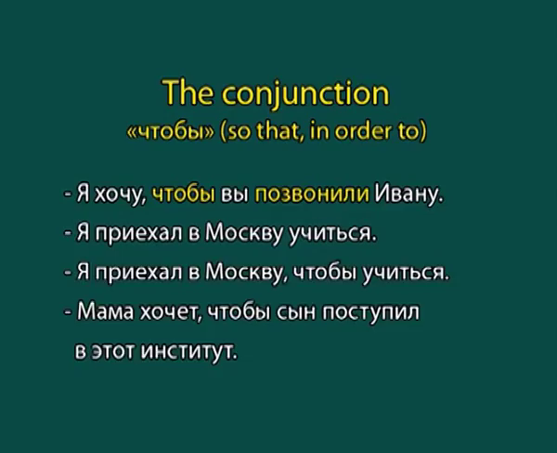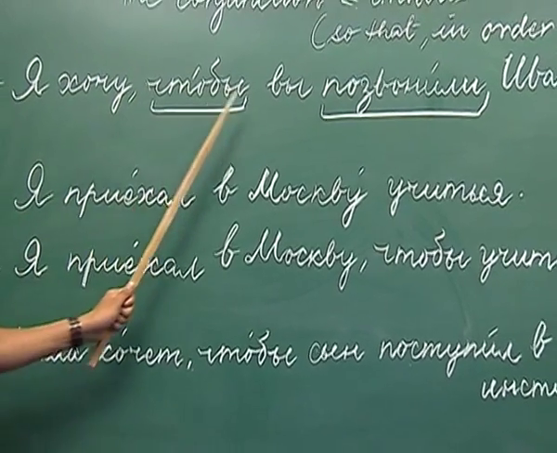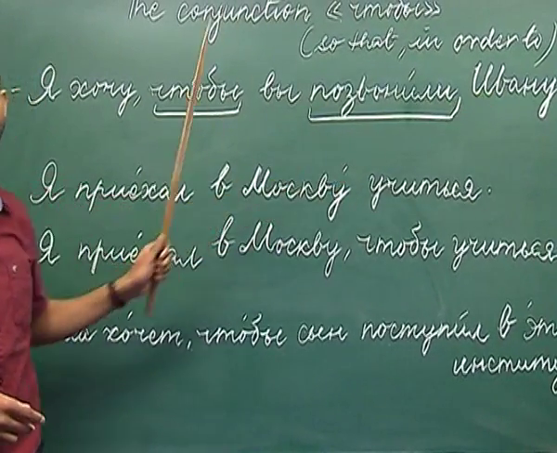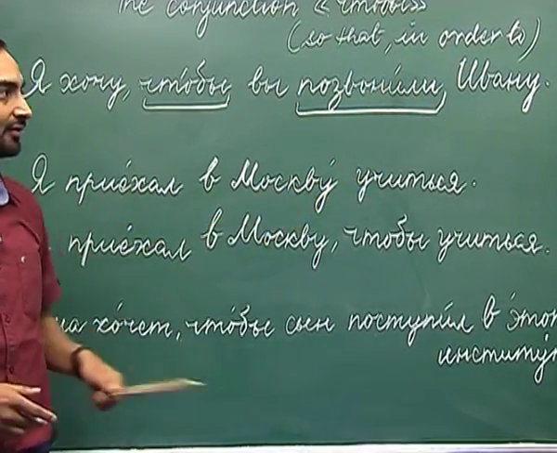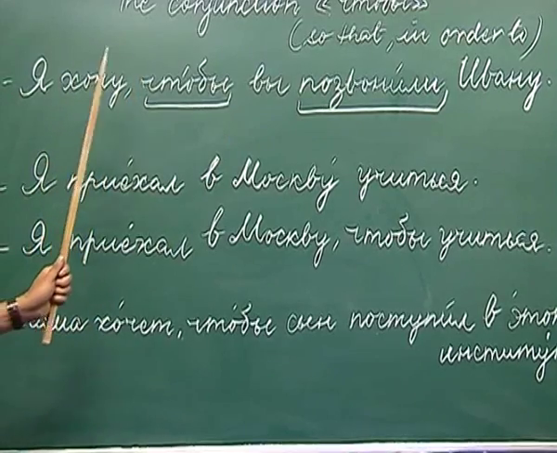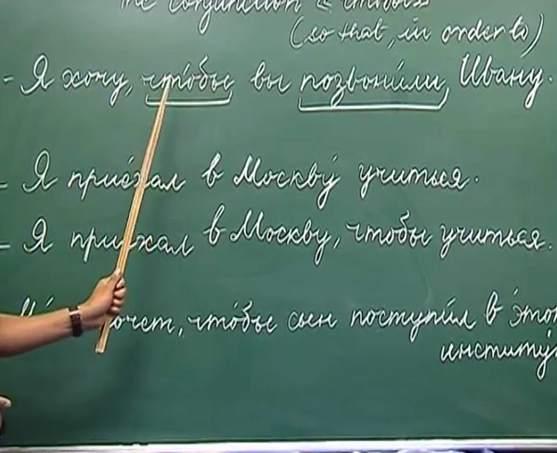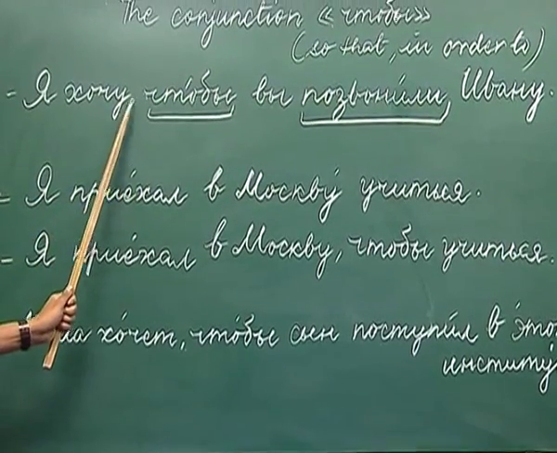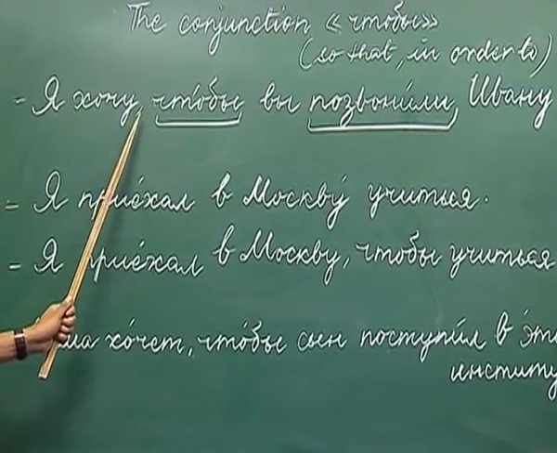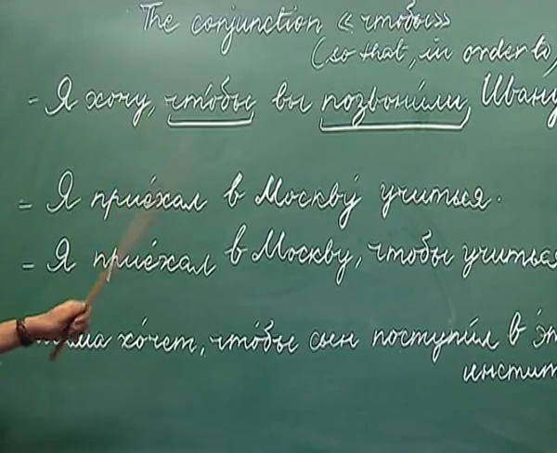Я хочу, чтобы вы позвонили Ивану. I want you to call Ivan. Here, as you can see, shtoby has been used to introduce the subordinate clause, and before shtoby, if you look here, we have put a comma.